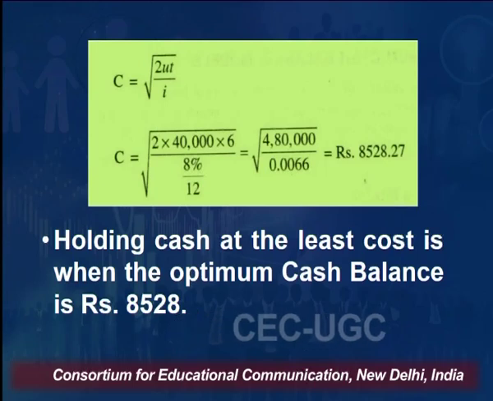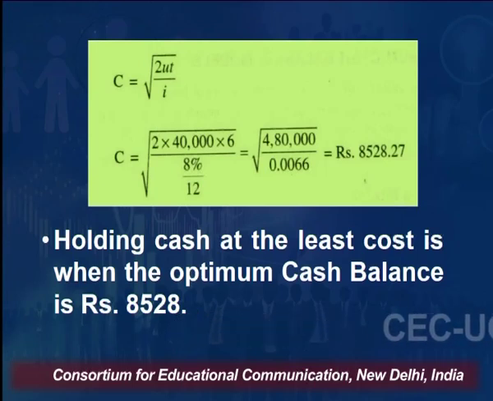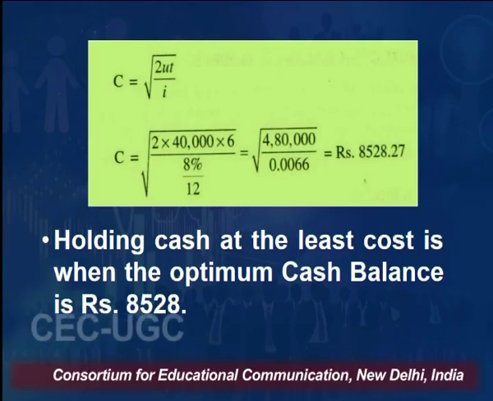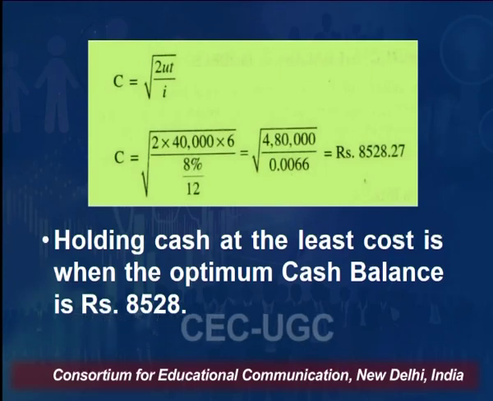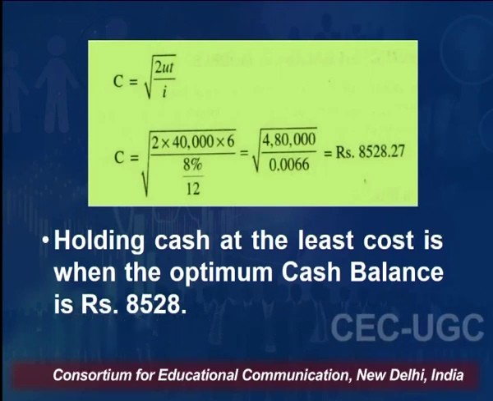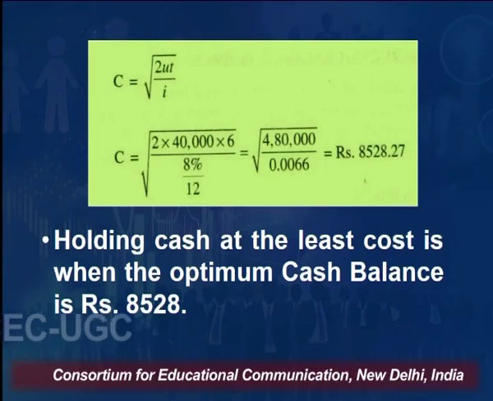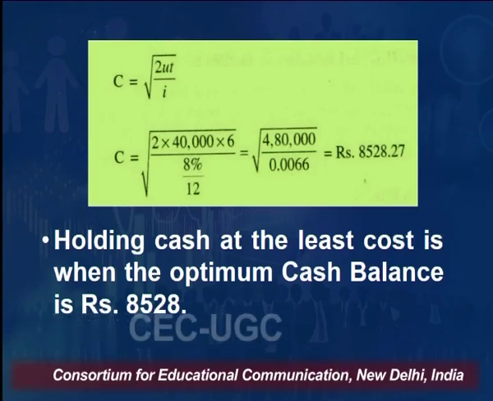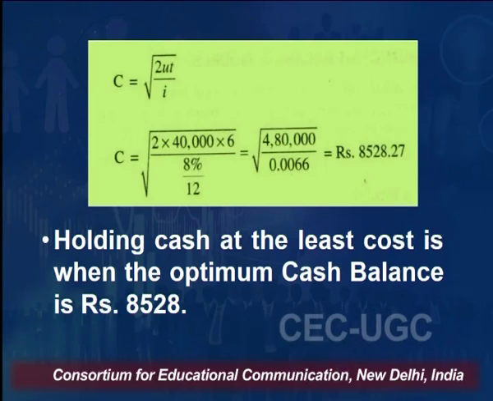So, holding cash at the least cost is when the optimum cash balance is 8,528 rupees approximately. So, this is the ideal cash balance or optimum cash balance that this company needs to maintain, which requires approximately 40,000 rupees per month. So, this was our Baumol's model.